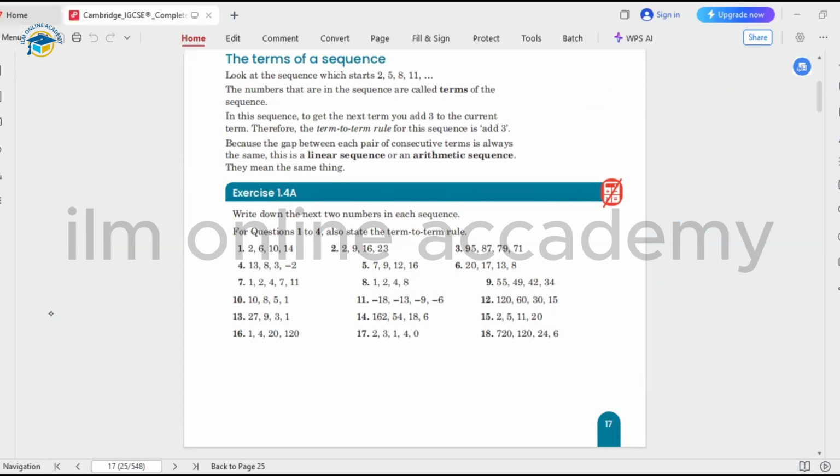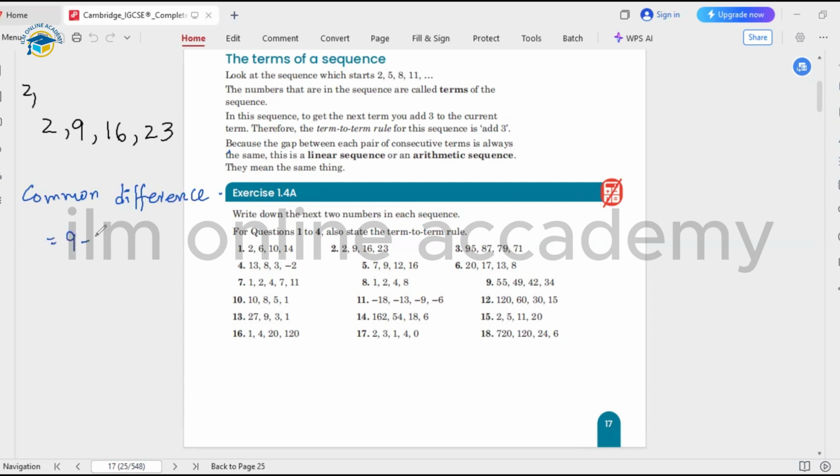Now let's move towards the second part, and in this we need to find out the similar things. So let's go on quickly. We have 2, 9, 16 and 23. First of all, let's find out the common difference. For finding the common difference, each time you subtract the first term from the next term.